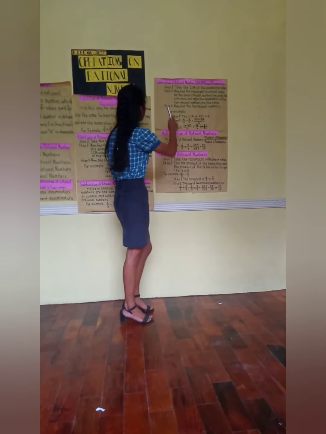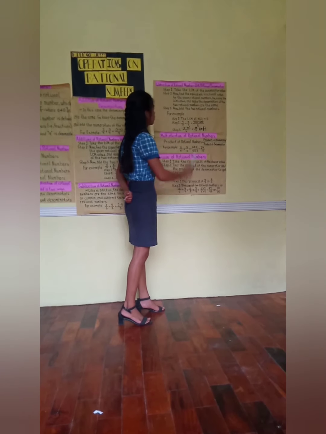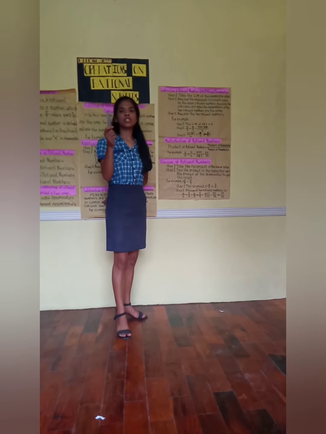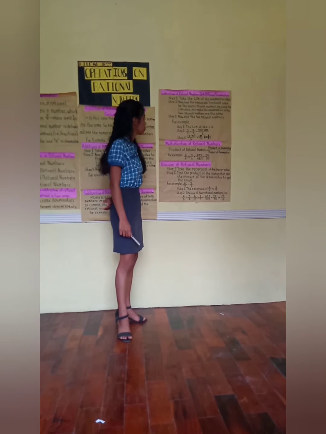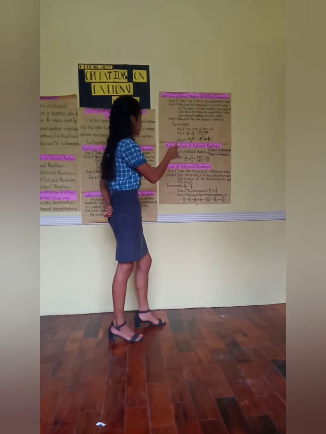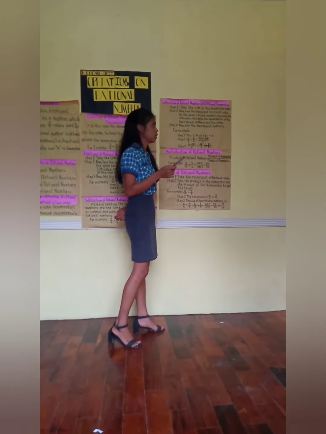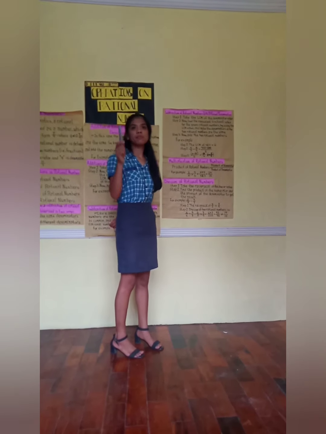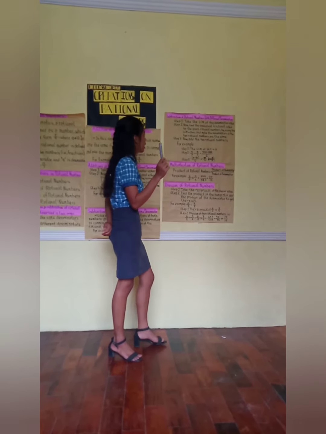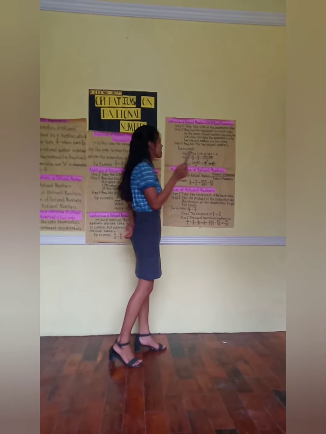Next is subtraction of rational numbers with different denominators. Step 1. Please read, Mr. Paul. Thank you, Mr. Paul. So, our step 1 is take the LCM of the denominator value. Step 2. Miss Princess. Very good. Thank you, Miss Princess.